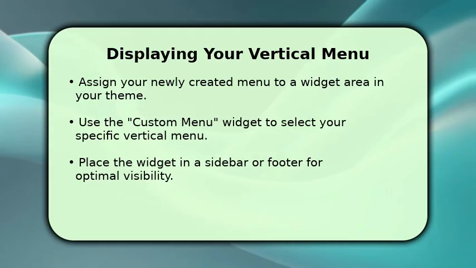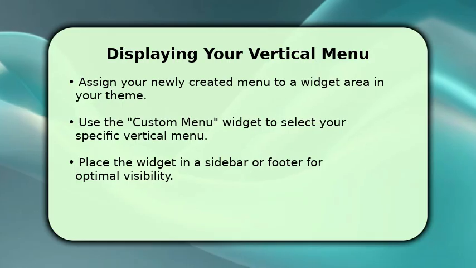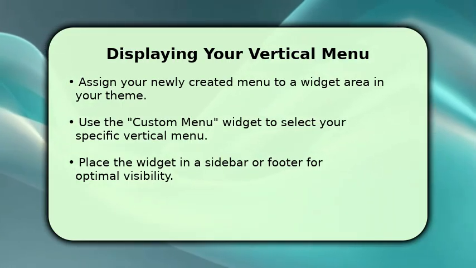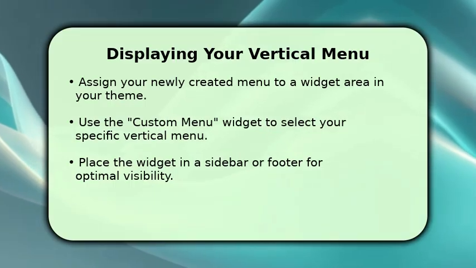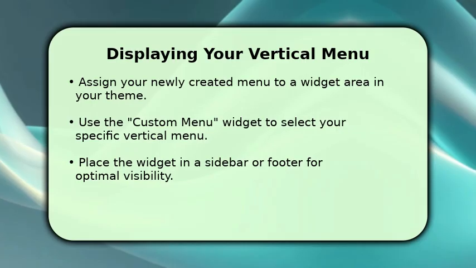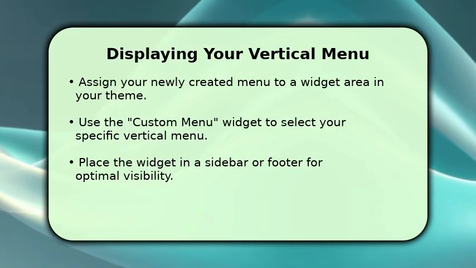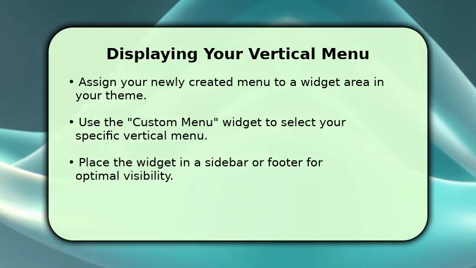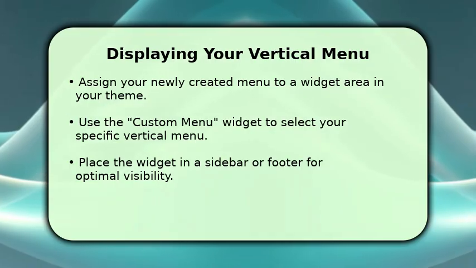Navigate to Appearance and then Widgets. Find the Custom Menu widget and drag it into a suitable widget area, such as a sidebar or footer, depending on your theme's layout. From the widget settings, select the specific vertical menu you just created from the drop-down list. Remember to save your changes to make your new navigation live for everyone to see.